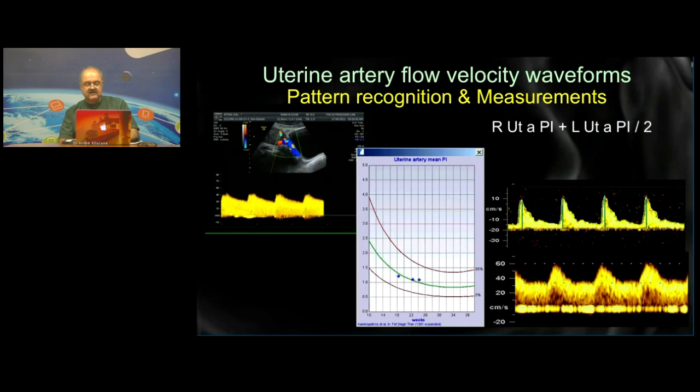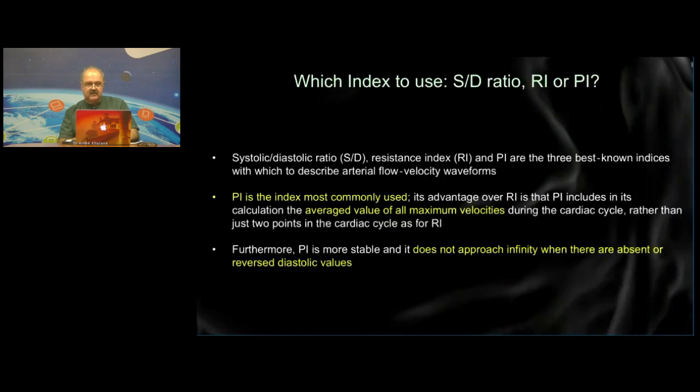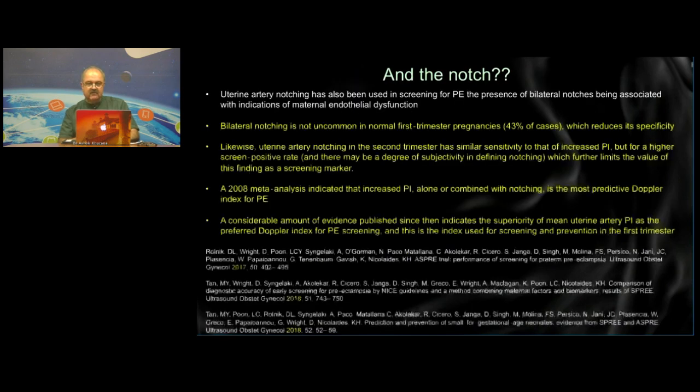You must get a clean velocity waveform, as you see on the top left. And once you've done that, you can do it. Remember, the only indices we now use are the PI and occasionally the peak systolic velocity when we're looking at fetal anemia. Beyond that, we do not use any of the other indices. And please do remember that we threw the notch out.